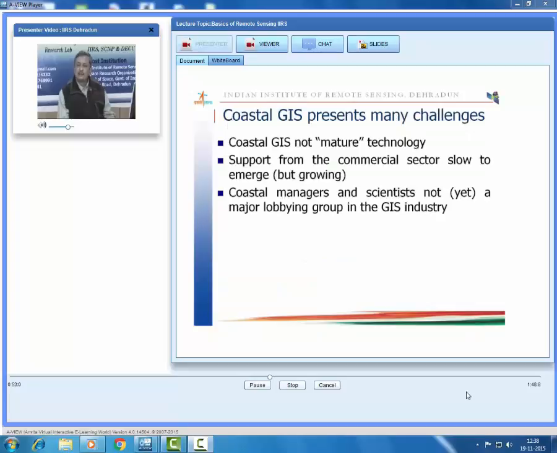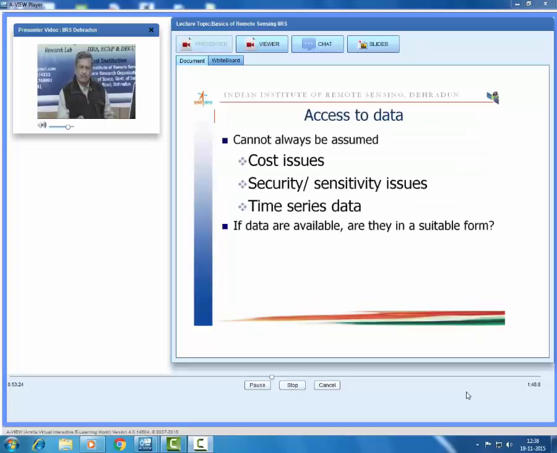Coastal GIS is not a mature technology so far. Support from the commercial sector is slow but emerging, and they are growing. Also, coastal managers and scientists are not a major lobbying group in the GIS industry. The GIS industry is basically catering to the needs of applications which are mainly land-based. But the GIS which is used for the ocean and the coastal zone is lacking at this present moment. But people, various groups around the globe, are working towards it. Maybe in the near future there will be GIS dedicated to the coastal zone.